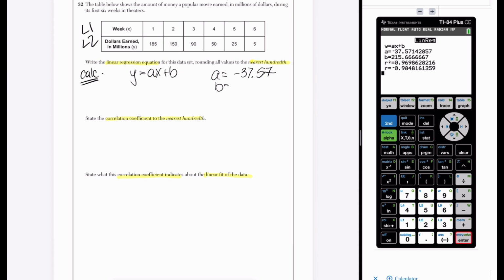And for b, we have 215 and 67. We're rounding it to the nearest hundredth. So they're going to look for that for our equation. And now we're just going to substitute it.